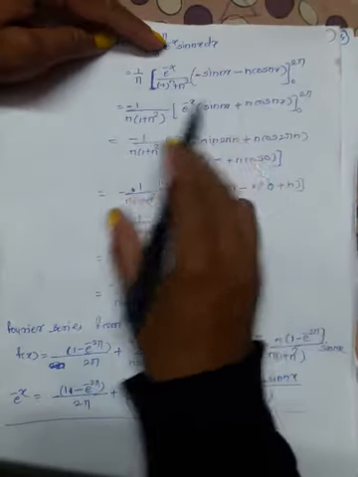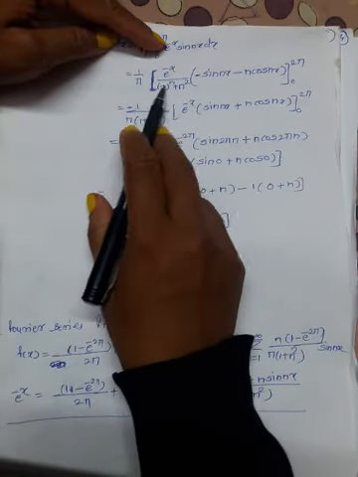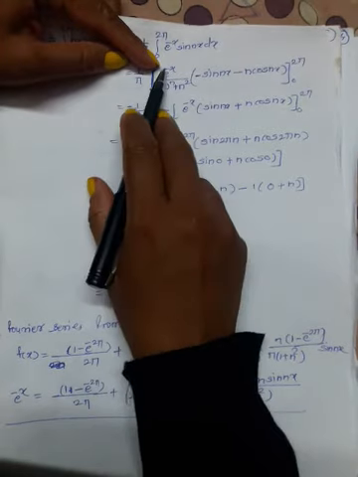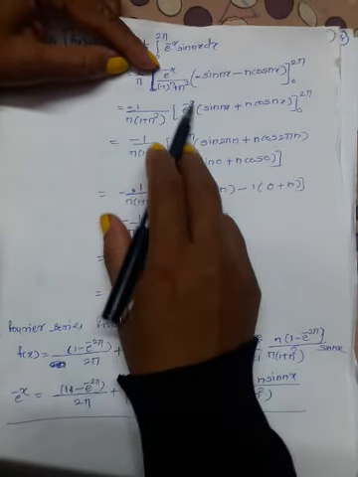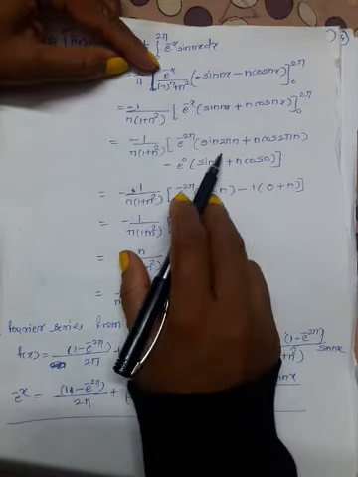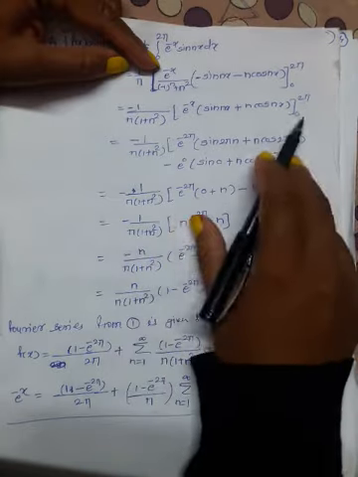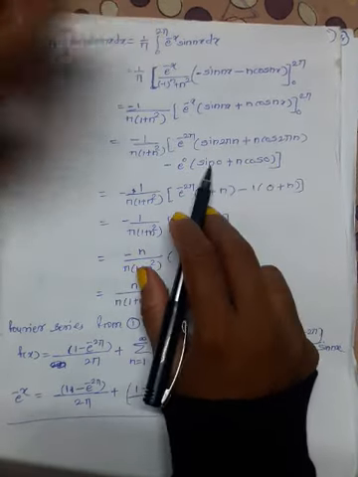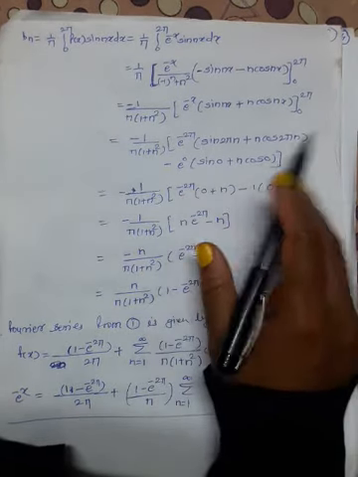Now we have to solve. Take minus common, take outside, minus 1 upon pi into this 1 square plus n square outside. Now put the value: upper limit, e raised to minus 2 pi, sin 2n pi plus n cos 2n pi, minus lower limit 0, e raised to 0, sin 0 plus n into cos 0. We know sin 0 is 0, cos 0 is 1, sin 2n pi is 0, cos 2n pi is 1.